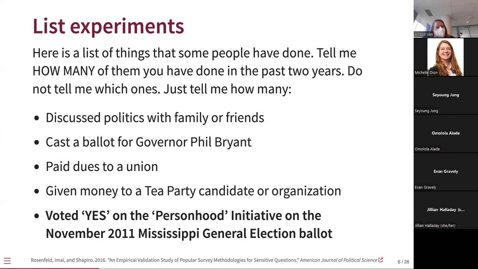This personhood initiative, as the name suggests, was a constitutional reform in the state that was trying to redefine what a person is, mainly to make it illegal for women to have abortions. Now, the wrinkle is that Mississippi is generally a conservative state, so most people were socially expected to vote yes. The actual sensitive behavior we care about is not the yes part, but the people who voted no. The puzzle here is that even though Mississippi is a conservative state, the no alternative is the one that won.